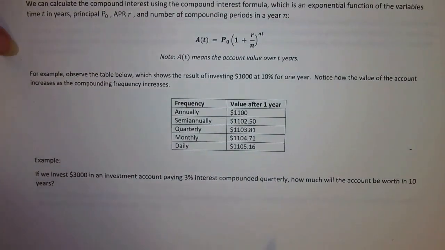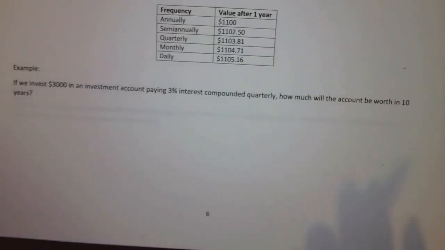$1,105.16. So the more compounding periods, the better your investment, and conversely, the more compounding periods, if you're paying a loan, then how much extra you would have to pay goes up.